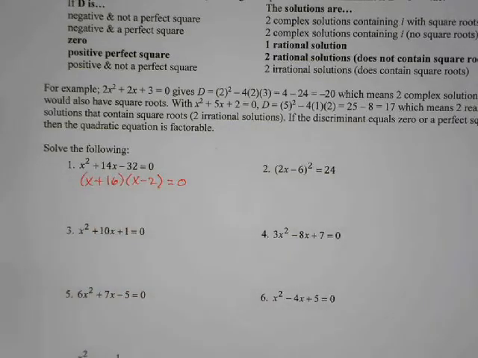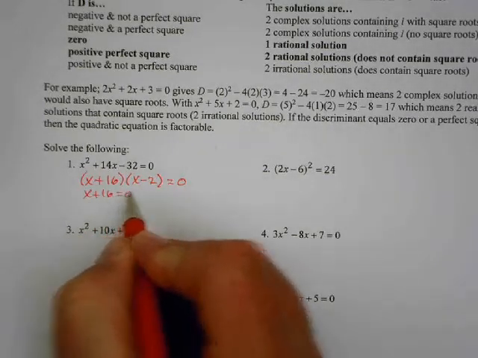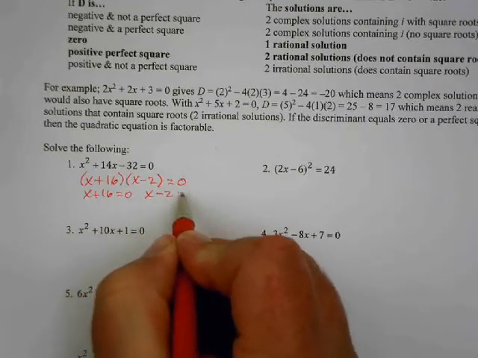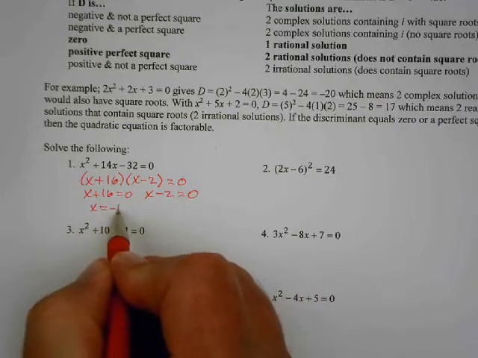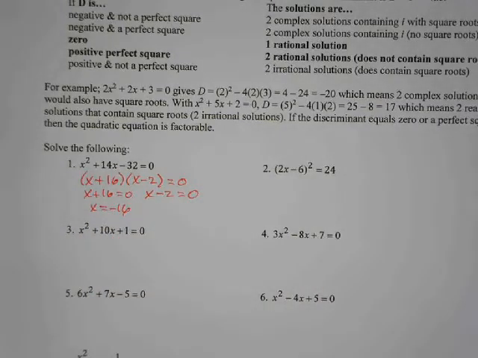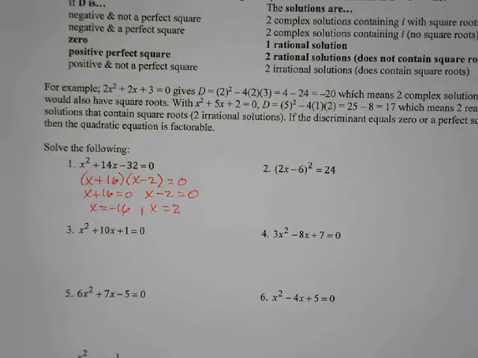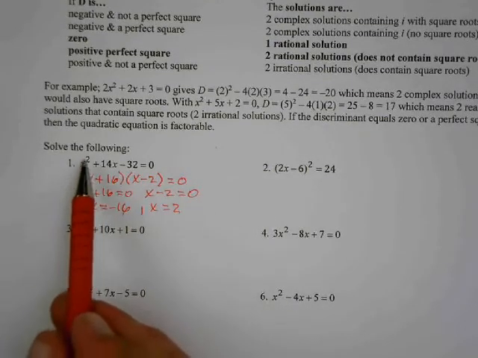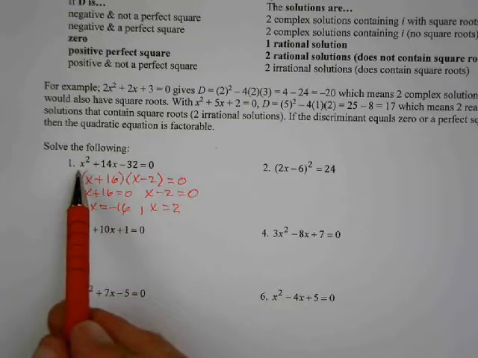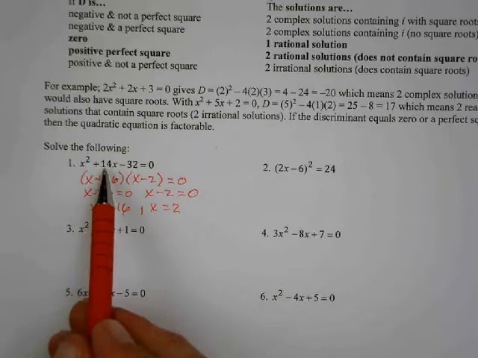Now, once I factored it, I then set each one of these equal to 0. And then solve. So one of my answers is negative 16. The other answer is plus 2. And again, I could always check by plugging things back in. For instance, 2 squared, well, that'd be 4. 14 times 2, that would be 28. 4 and 28 is 32. 32 subtract 32, and there's my 0.